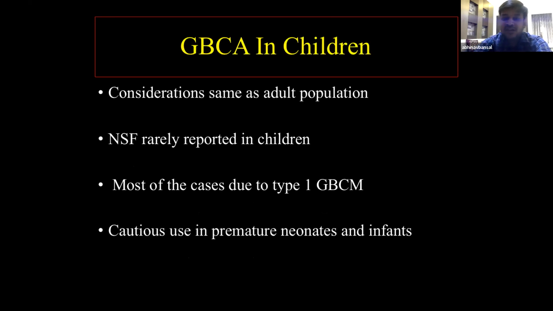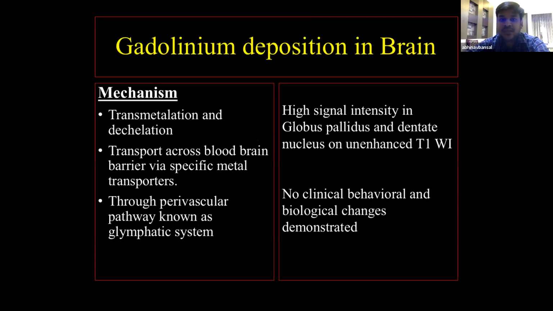Now, coming to the pediatric population, the considerations are the same as the adult population. NSF has been rarely reported in children, and almost no case has been reported in children less than 6 years old. Most of the cases reported are due to type 1 gadolinium-based contrast agents. There are no definite recommendations or contraindications for use in children, but caution should be observed before use in premature neonates and infants who have a GFR less than 30.